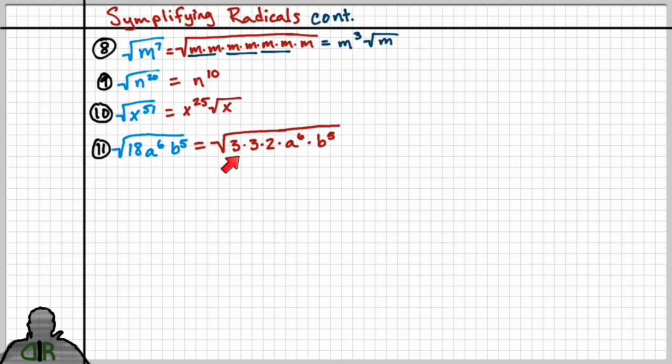So I've got a pair of 3's, I've got 3 pairs of A's, and I've got 2 pairs of B's that I can pull out. So there's the 3 right there, there's the A to the 3rd, and there's the B squared. And what that leaves me with is a 2. And there's no more A's because that's an even number. And then there was a B because that's an odd number. Okay, so 3, A to the 3rd, B to the 2nd, square root 2B.